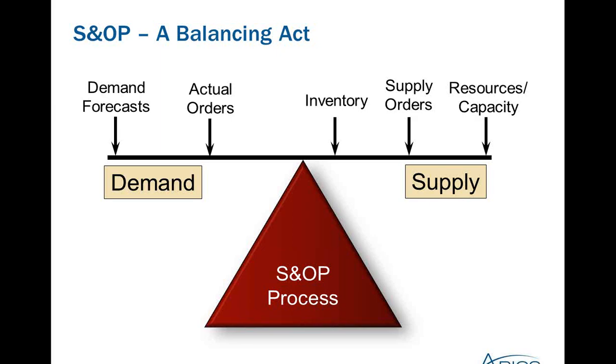Balancing does not have to be straight across like it looks here on the slide. A company may decide that they want to have more supply available than they have demand for. This would be an example of a make-to-stock company that says, I want to have the product done and ready to go so that when those orders come in, we're ready for them.